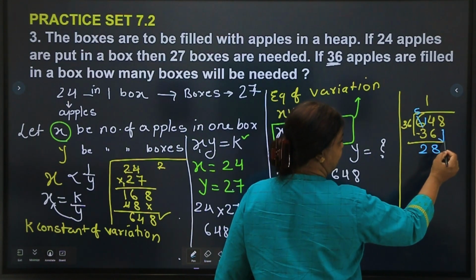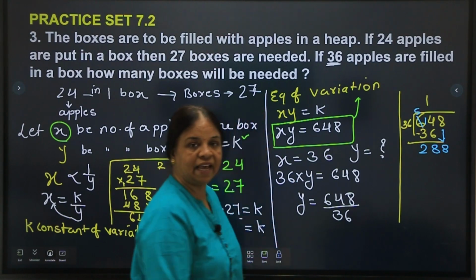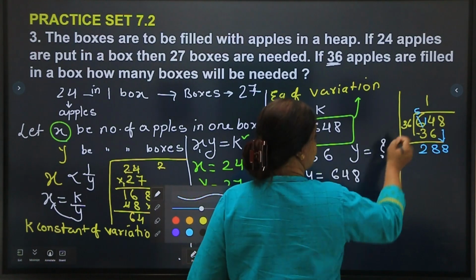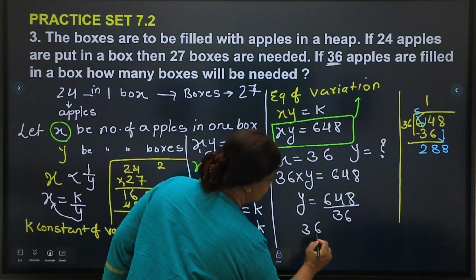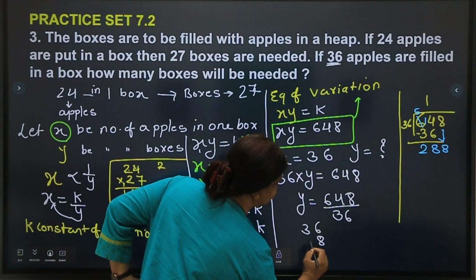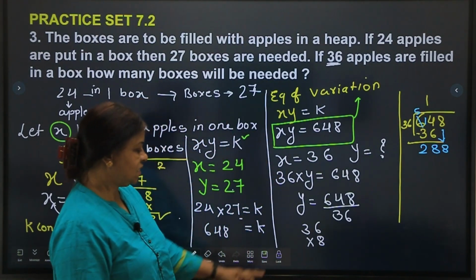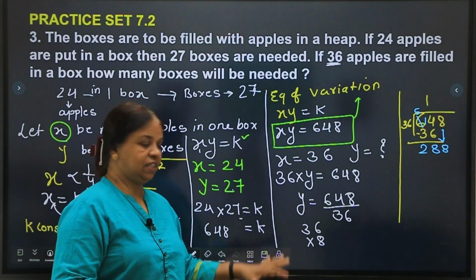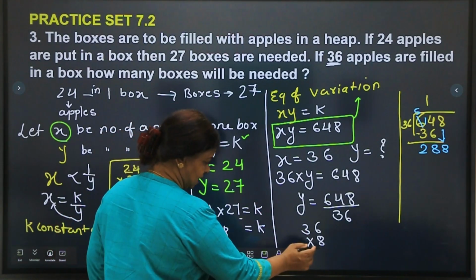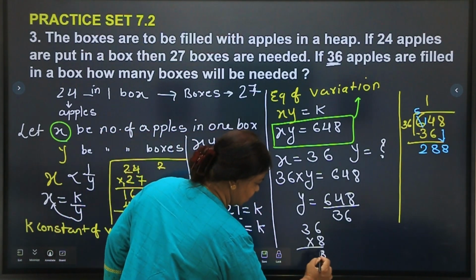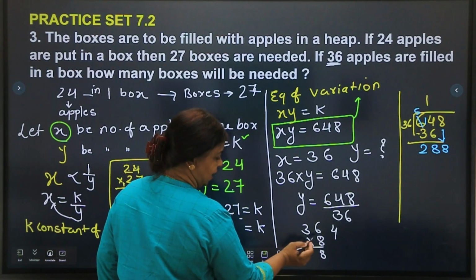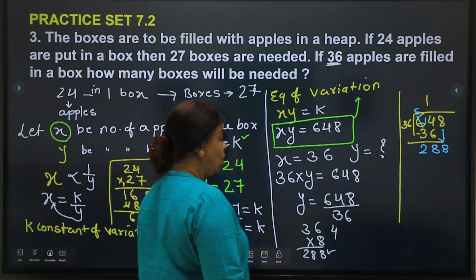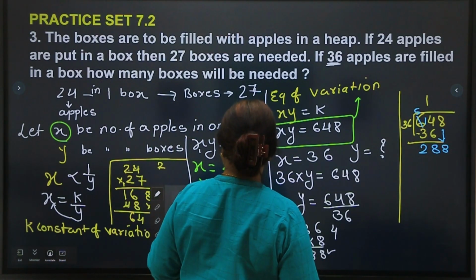Now we are going to bring 8 down. We have here 288. So in 288, how many times will 36 go? 36 8s are. Let us see for 36 8s. Now children, how do I know 36 8s will be 288? Let us see whether it is there or not. 6 8s are 48, 4 carry. 8 3s are 24, 24 plus 4 is 28. So 288 we got.